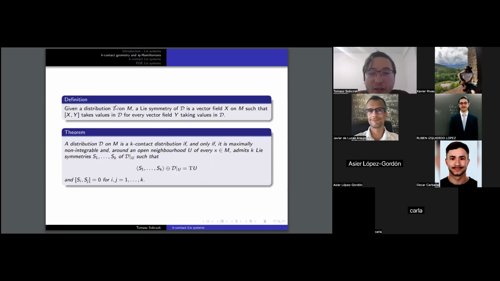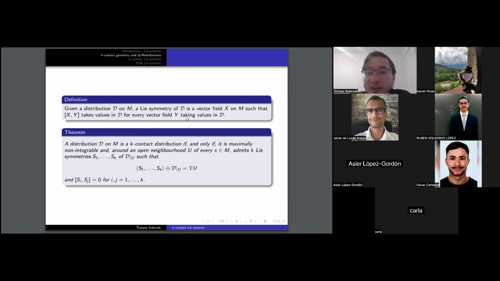Additionally, if we have a distribution D on M, we can call X a Lie symmetry of D if we take the commutator of X with any element Y of D, and we are still in D. I can write it as the commutator of X and D, meaning that we are taking all vector fields that take values in D, is still in D. And if this is fulfilled, we call X a Lie symmetry.